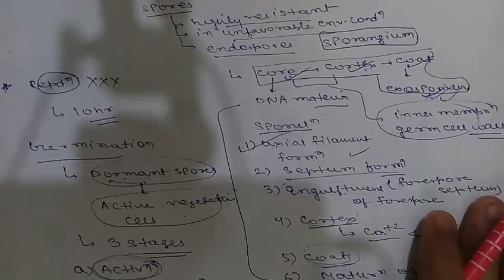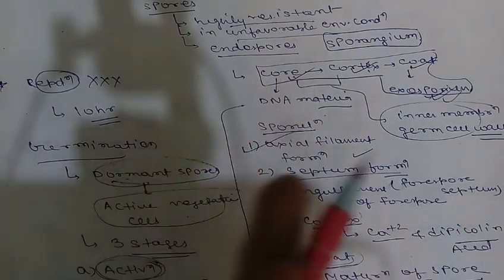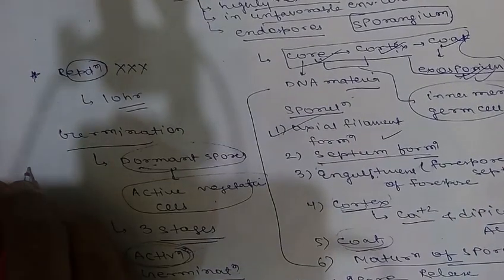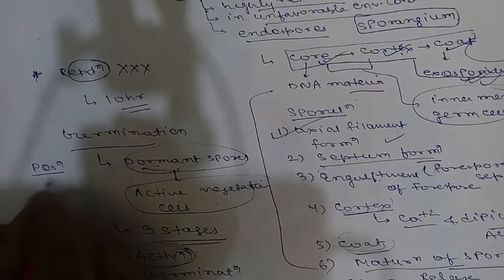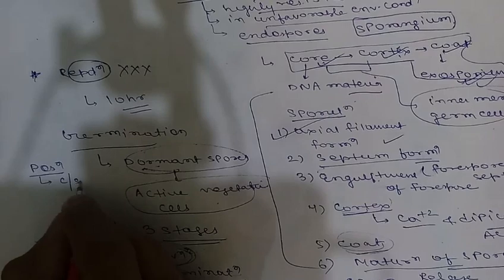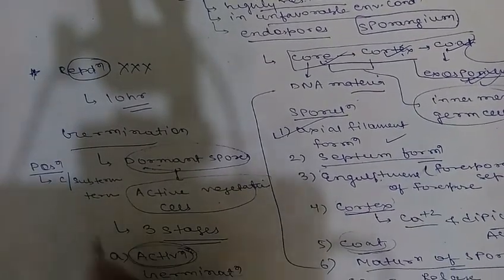For a given species, the precise position, shape and relative size of the spores are constant. Now first, coming to the position of the spore: spores may be central, subterminal or terminal. So these are the positions of the spore.